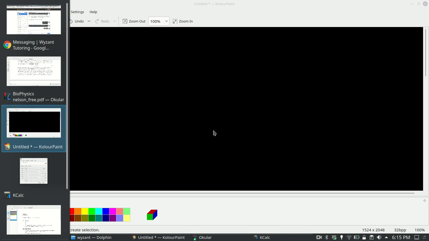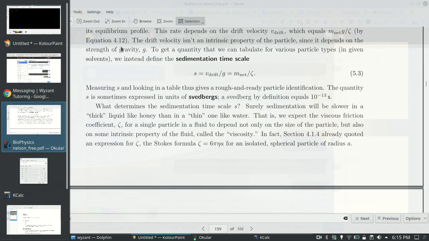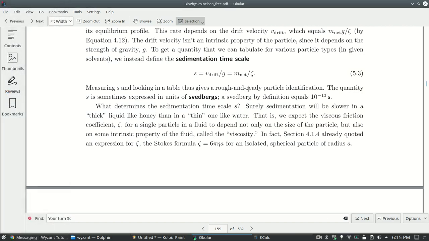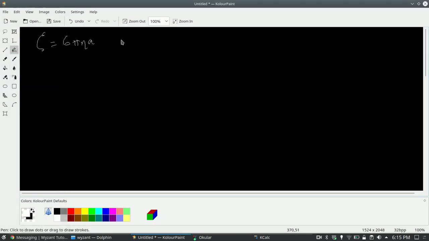All right. So zeta equals 6 pi eta a. And this is very easy. We're just going to work out what units eta is. We have seen here that a is a radius. Now in SI units, a is in meters. So we're talking about 6 pi, which is no units at all, times eta, which is the units that we want. So this is some units, which we will look up in a moment.